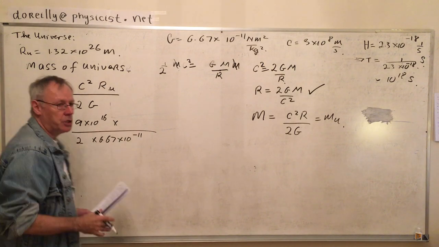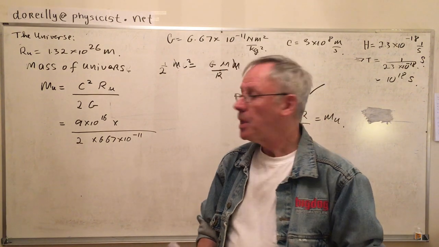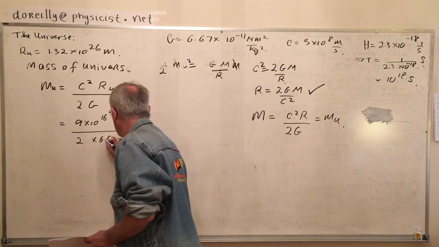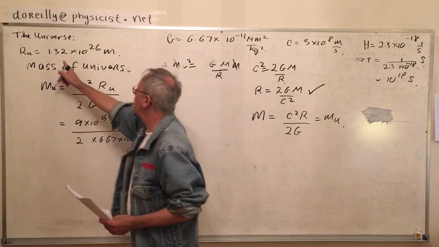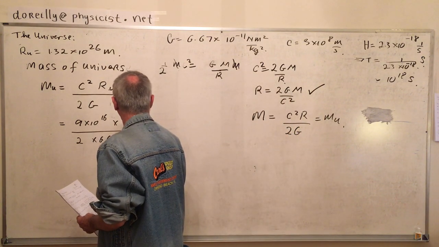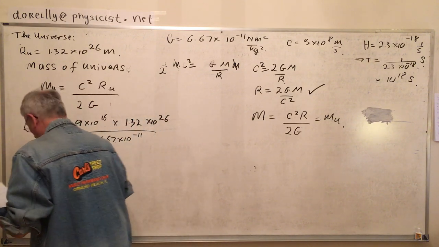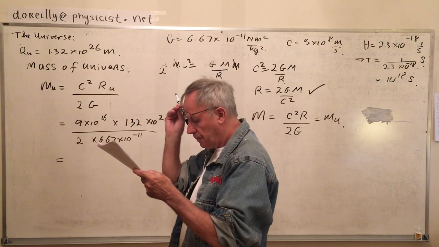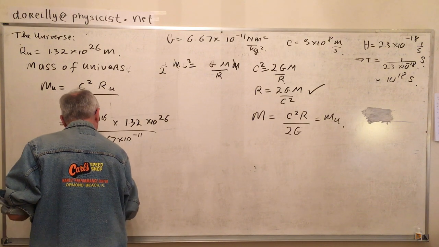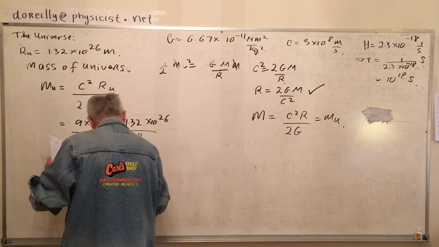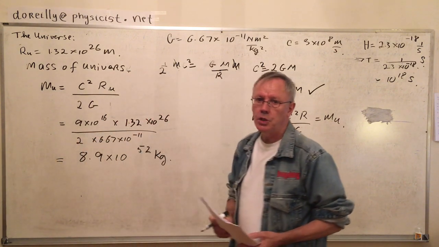So Cavendish measured the Universal Constant of Gravitation in 1798 to be 6.67 by 10 to the power of minus 11 newton meters squared over kilograms squared. I just have to put in for the radius of the universe, which I have up here. And I get for the mass of the universe, 8.9 by 10 to the power of 52 kilograms.